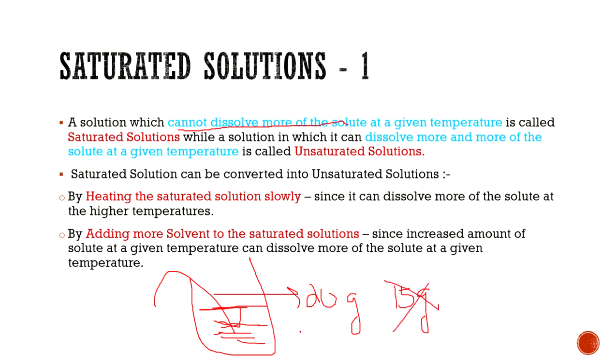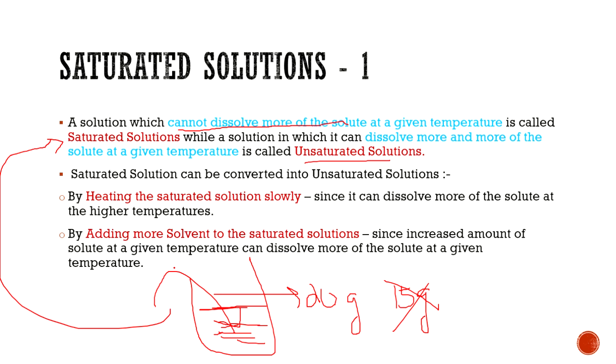So anyway, that's a solution. So that solution is said to be what? Saturated solution. Then what would be an unsaturated solution? Very good. If you add more and more solute, it gets dissolved. So those are known as unsaturated. That is, if it cannot dissolve more solute at a given temperature, it is saturated. The vice versa is unsaturated.